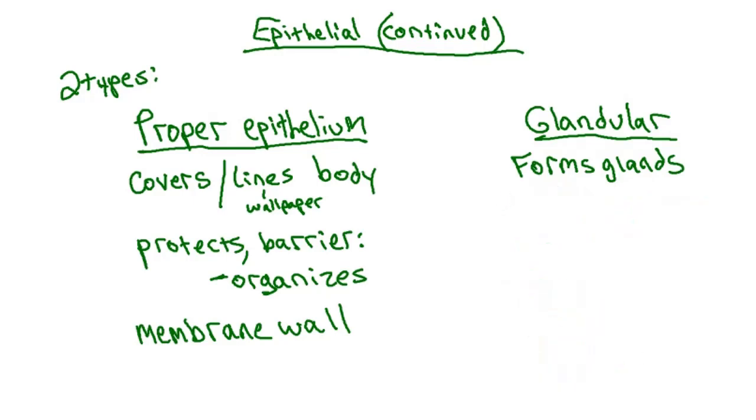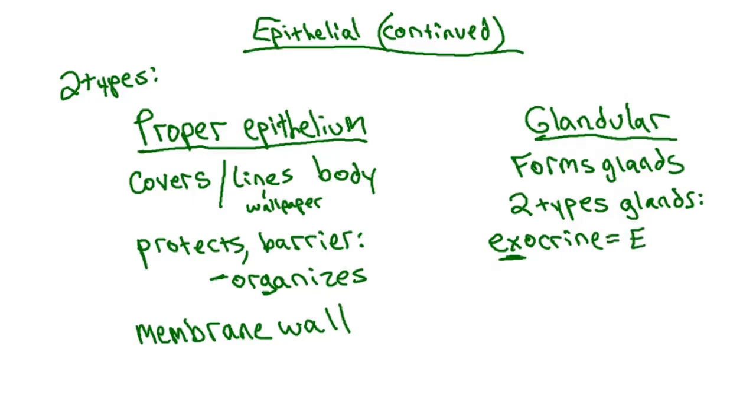So there are two types of glands. There are endocrine and exocrine glands. Now, this sounds confusing, but it's really not. Exocrine, spelled like this, think exit. So the glands will secrete stuff that goes out.